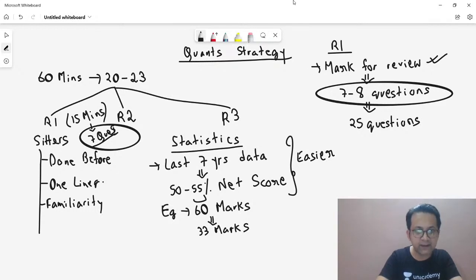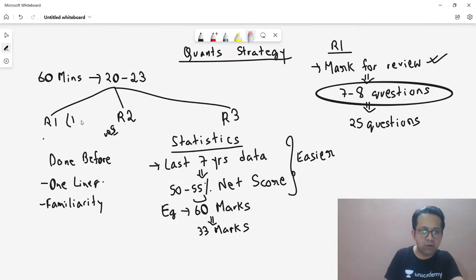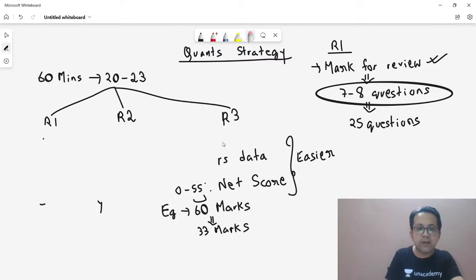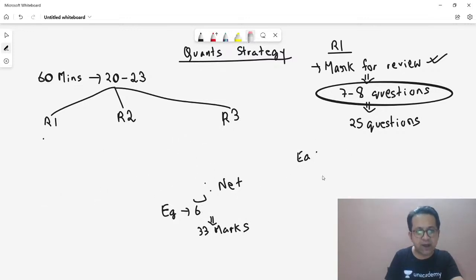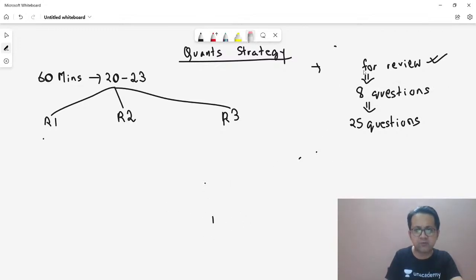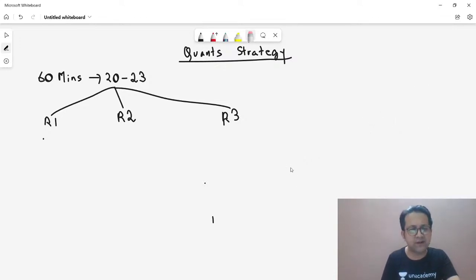Fine. I talked about round 1 and round 2. What do you want to attempt in round 1 and what do you want to attempt in round 2? Now, how much time should you spend for round 2? Again, very important that quants always got to be attempted in rounds. If you look at any topper's interview, even they will tell you that they have always attempted quants in 3 rounds in the CAT.